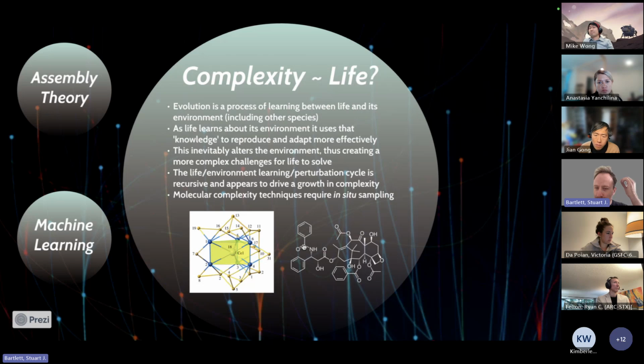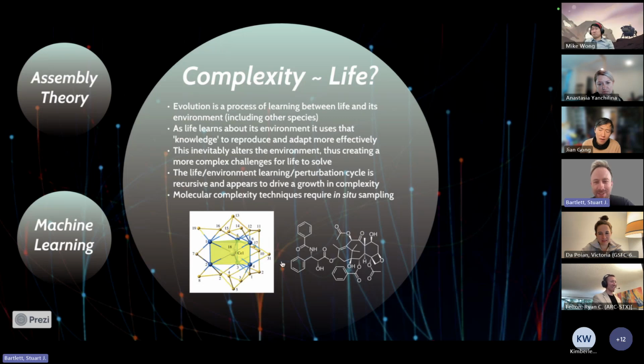Actually, this may be too easy, but which do you think is the biological molecule out of these two? And Mike's not allowed to answer. And which is the non-biological? One is non-biological, one is biological. The right one is biological. Okay, very good. So you know what the one on the right is.